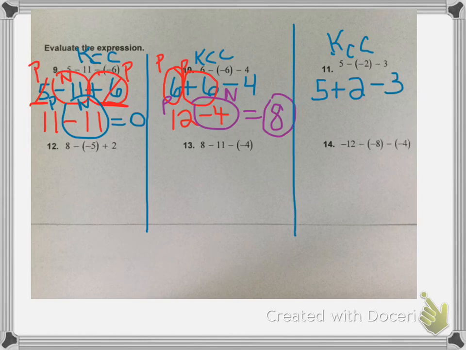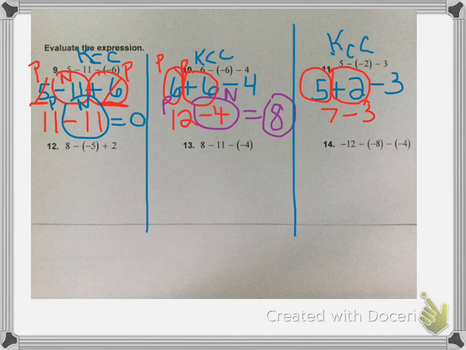Okay, now let's take a look. I have a positive 5, a positive 2, and a negative 3. So I'm going to collect my positives. Both positive, same signs, add. 5 plus 2 is 7. Bring down the rest, minus 3.